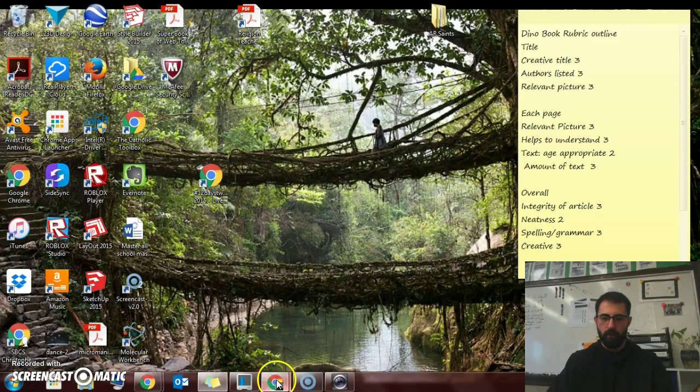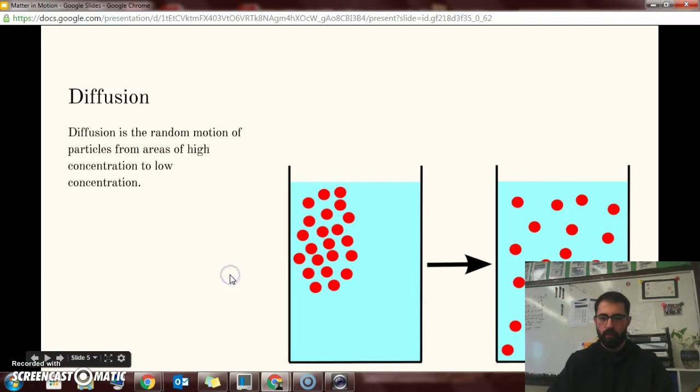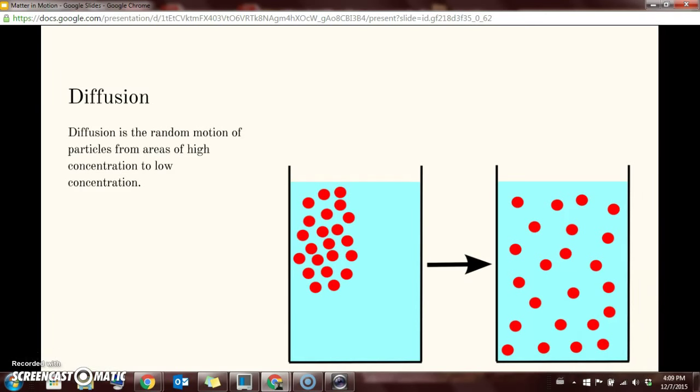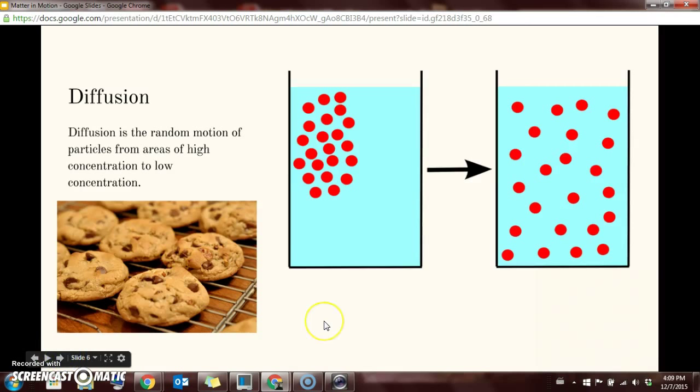Let me pull back up the right slide. So this is, again, random motion of particles from areas of high concentration to low concentration. This is kind of a classic way to visualize it. Here's when the cookies first come out of the oven. There are all the smells in the kitchen, and it spreads throughout the whole house. The whole house smells like cookies. Gosh, I'm hungry. I missed lunch today. All right, so that is diffusion.